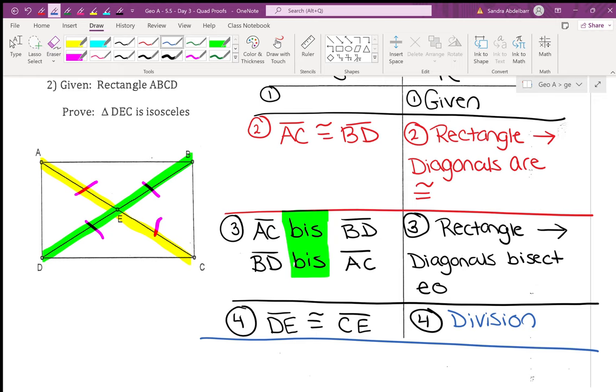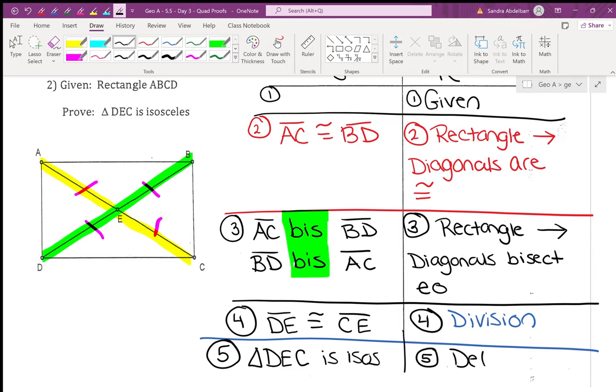Now that we show DE and EC congruent, can we now say that it's an isosceles triangle? Absolutely. Triangle DEC is isosceles, and that is the definition of isosceles.